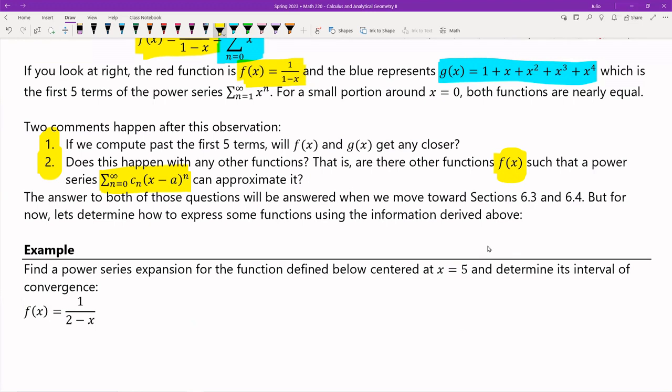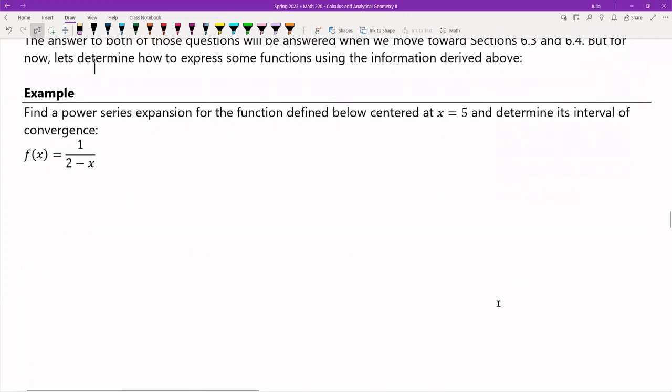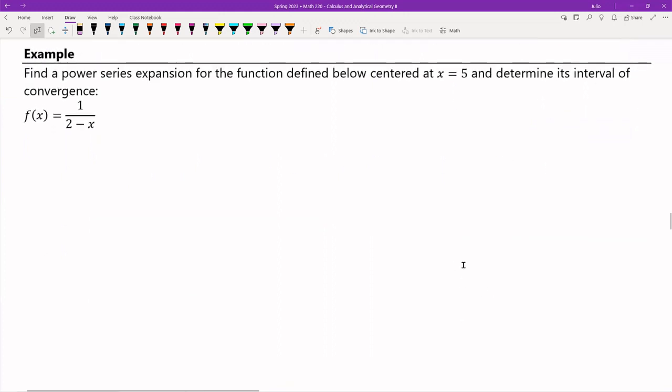Now, just to get us warmed up, we're going to do a couple of these. Find the power series expansion for a function defined below at x equals 5, and determine its interval of convergence. So this is my function. We want to try to create a sum, n equals 0 to infinity, of something times (x minus 5) to the n. This is what we want to show up.